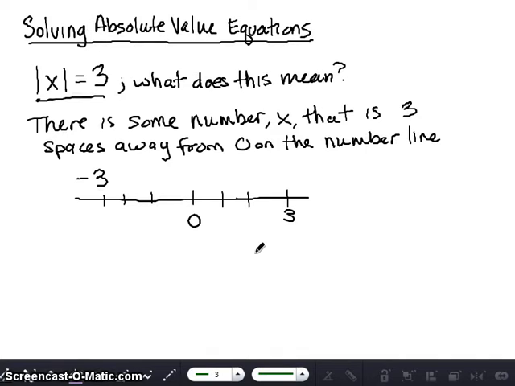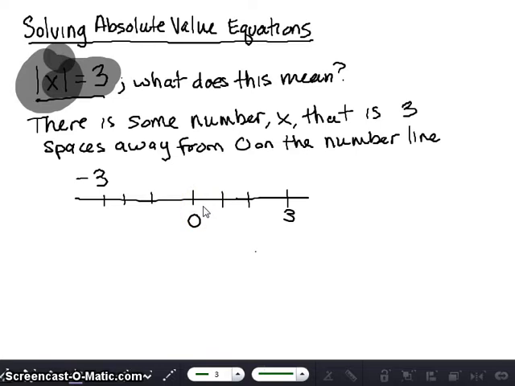So when we're thinking about absolute value equations and we see some absolute value is equal to some number, we want to think, all right, whatever is inside that absolute value has to be equal to the positive or the negative value that it's set equal to.